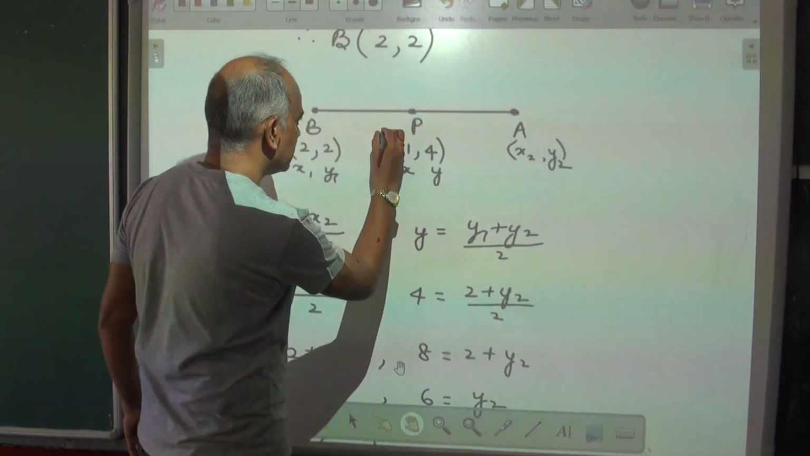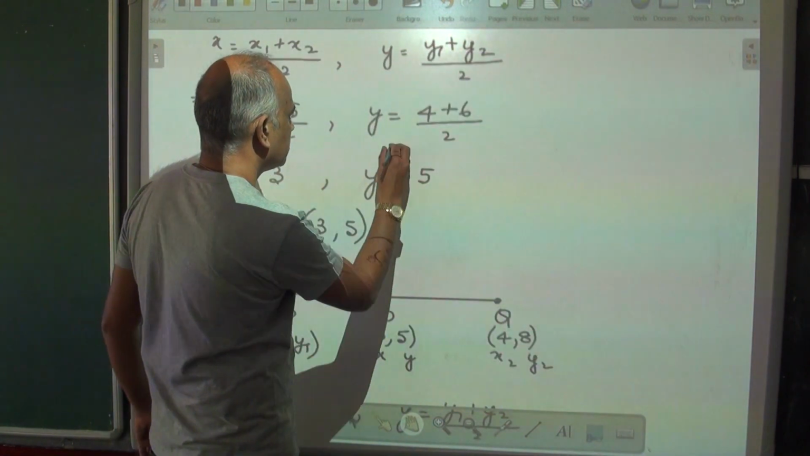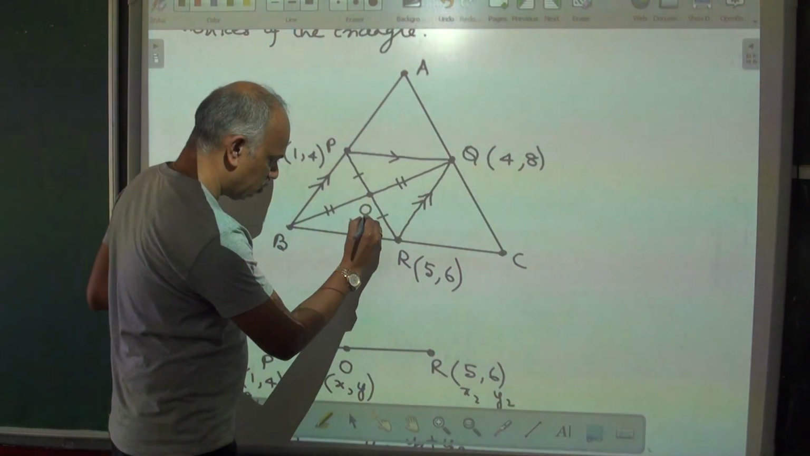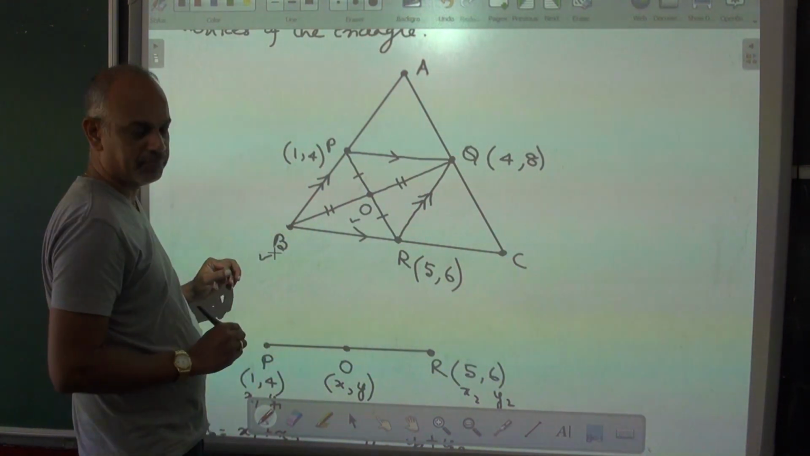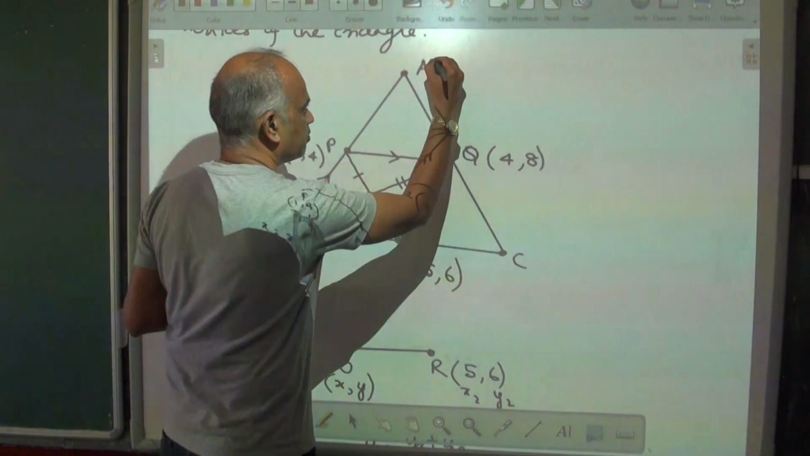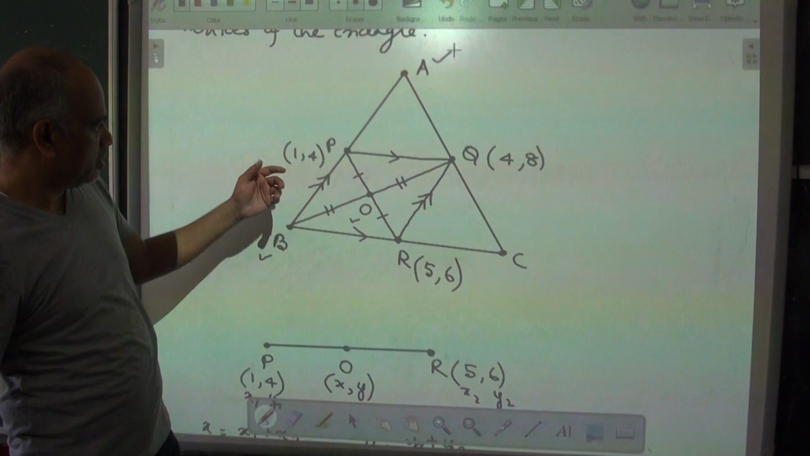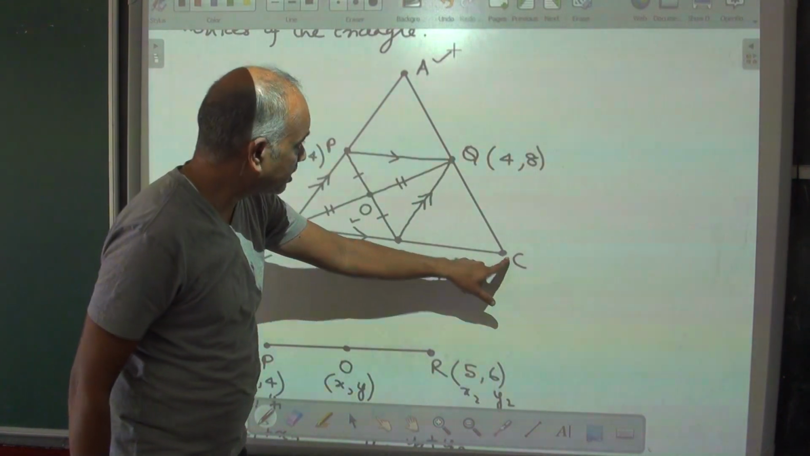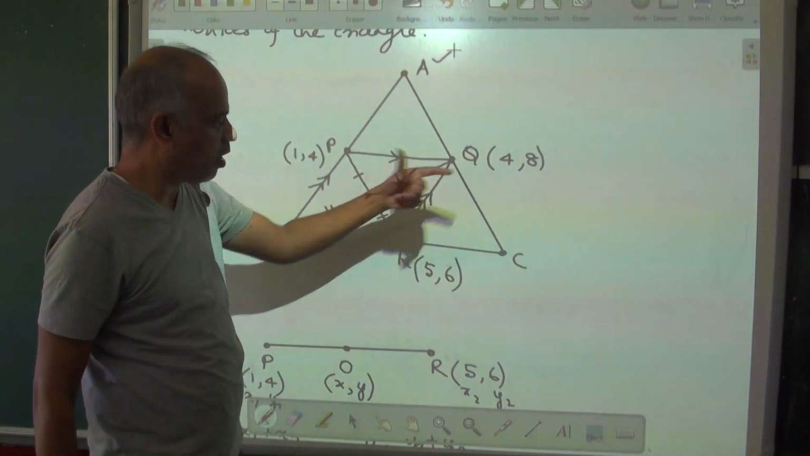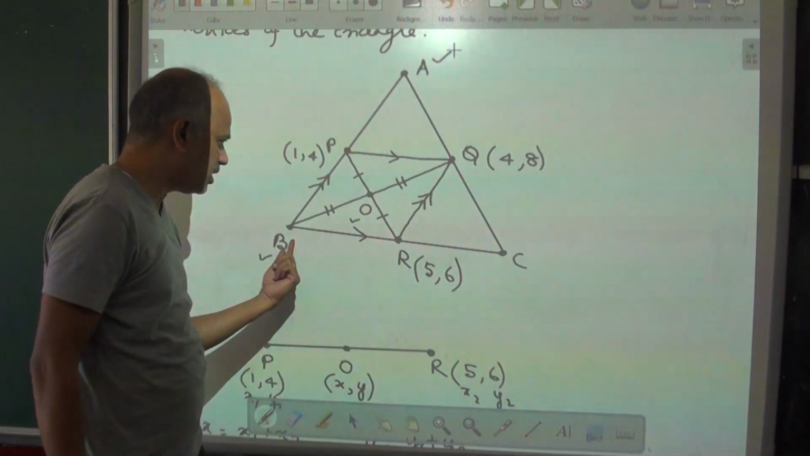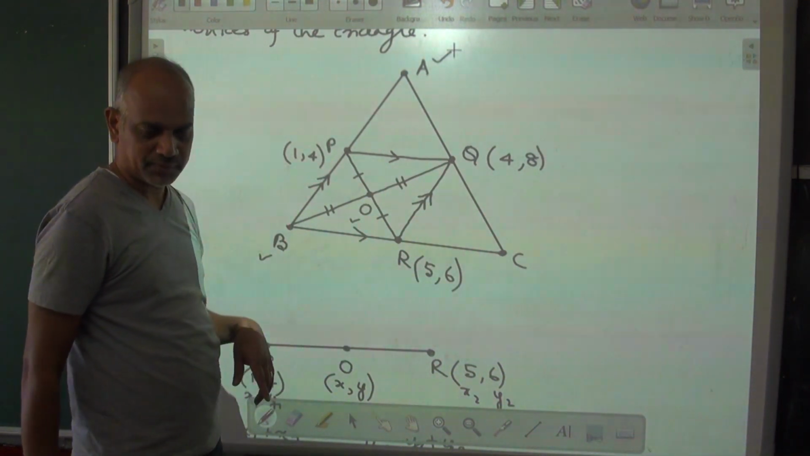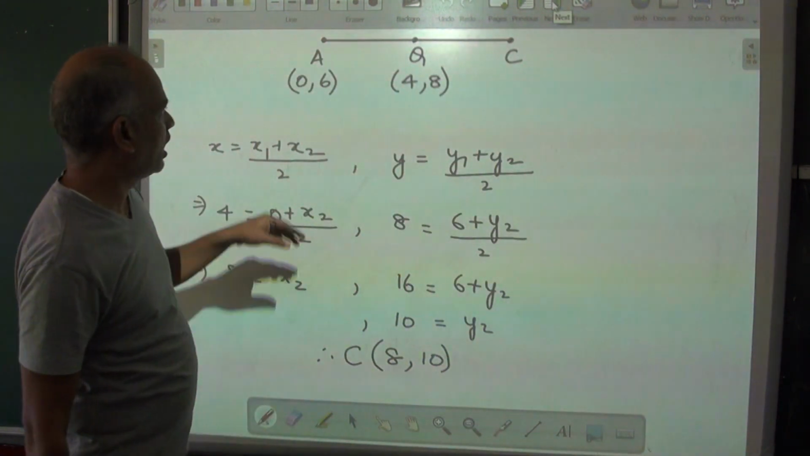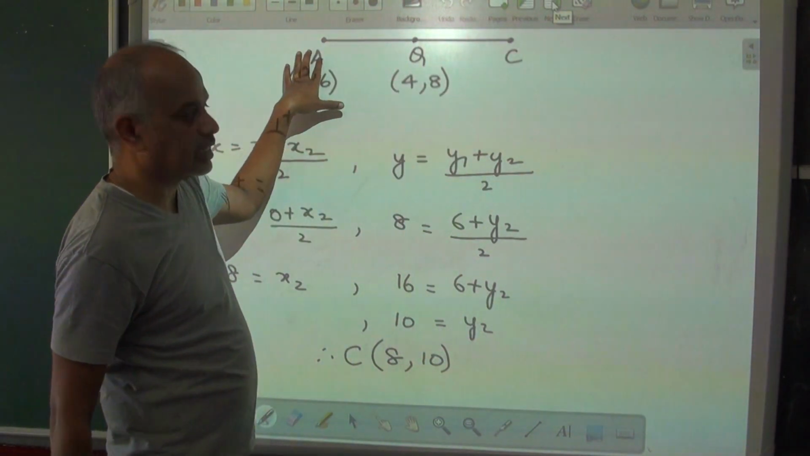You found A. See what all we found till now. First we found O, then we found B. Using B and P, we just found A. So, the only point that is still left is C. You can use this line segment AC, where Q is the midpoint, or you can use this line segment BC, where R is the midpoint. Okay. So, I have used AC, the line segment AC.